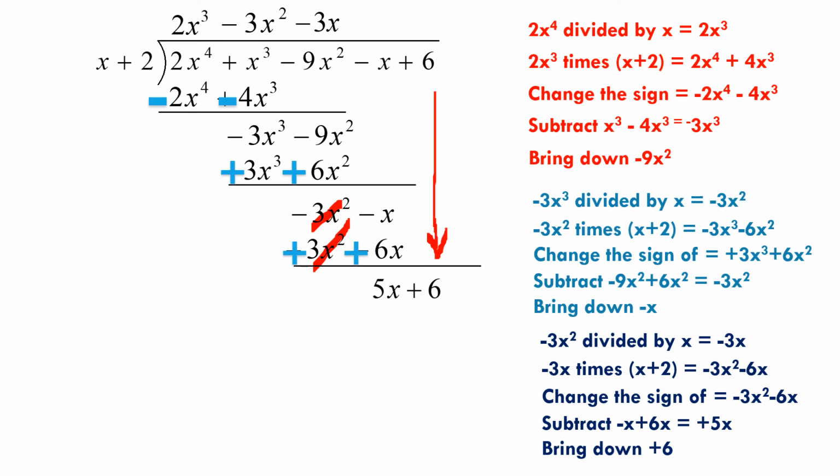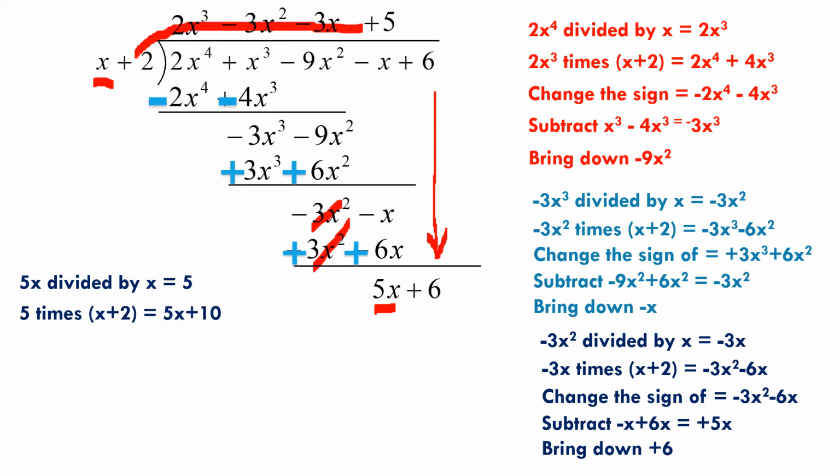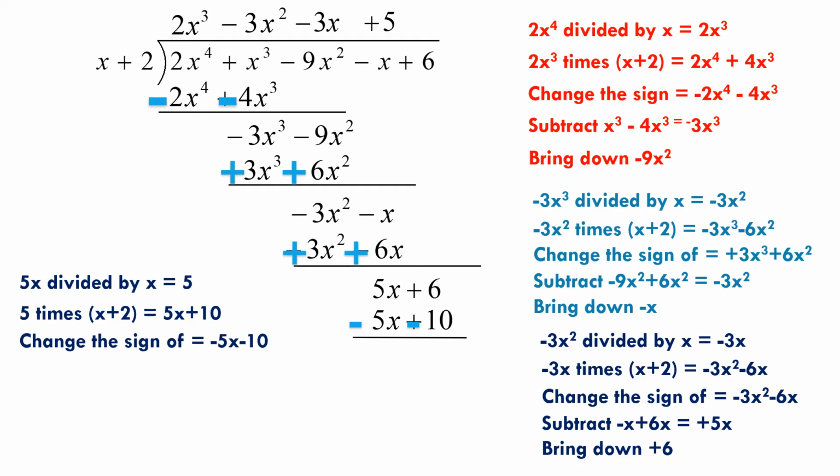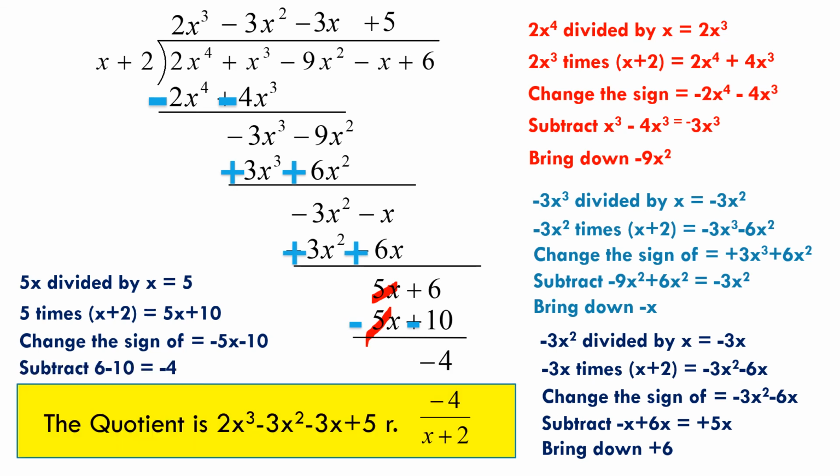Okay, so may dalawa pang term tayo dito. 5x divided by x is equal to positive 5. And then multiply ulit. Positive 5 times x plus 2 ay 5x plus 10. Delete lang tayo ulit para malinis. Okay, change the sign of the subtrahend. So yung positive magiging negative. Then 5x minus 5x ay 0. Positive 6 minus 10 will give us negative 4. So yung negative 4 is our remainder.